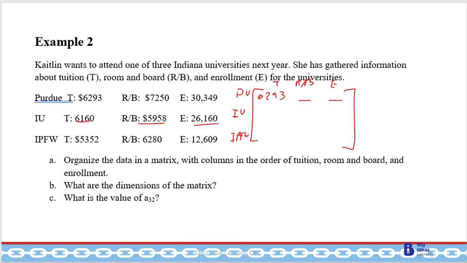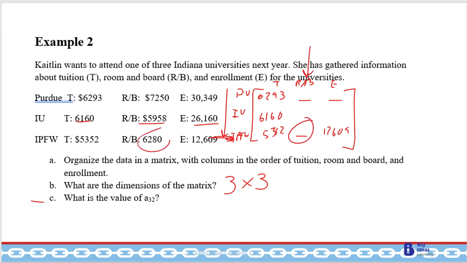I'm not going to take the time to do that now. I think by now you should be able to copy data in, right? The 6160, 5352, right? The 12609, etc. And so what would be the dimensions of the matrix? Well, it has 3 rows and 3 columns. So it's a 3x3 matrix. The value of A32 will be in row 3, right? Down 3 rows. So we're in this row here, row 3, column 2. It would be this value, right? The 6,280.